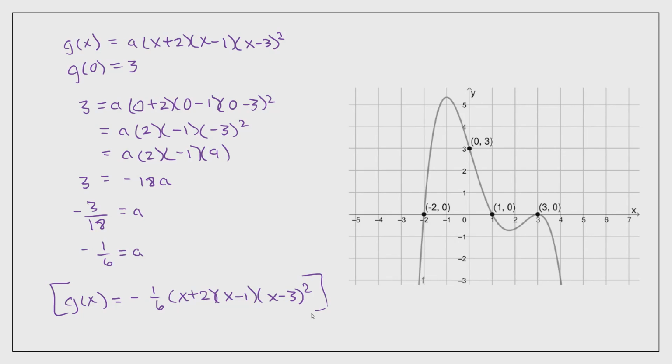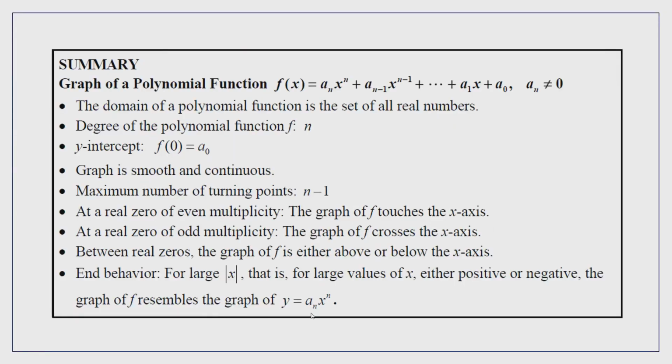Awesome. I hope that was as much fun for you as it was for me. So in summary, graphing a polynomial function. The domain of a polynomial function is going to be the set of all real numbers. The degree of the polynomial function f is going to be n. Your y-intercept is going to be your constant, so that's when f of 0 equals a sub 0. Your graph is smooth and continuous. Remember, it doesn't have any corners, no cusps, no gaps. The maximum number of turning points is n minus 1, so your degree minus 1.